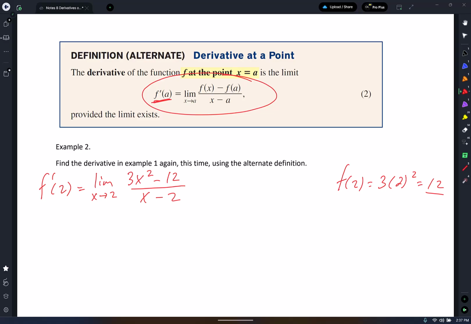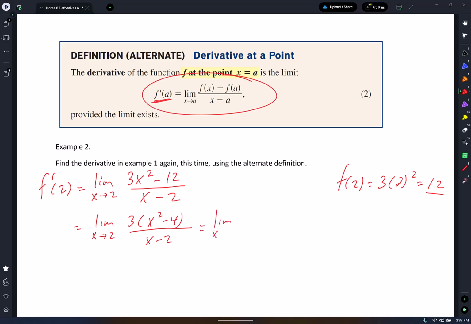I can't use direct substitution right now because I get a 0 in the denominator. So I have to do something with my numerator, my algebra. I'm going to factor out a 3. Limit as x approaches 2, here's my 3 factored out, x squared minus 4, over x minus 2. I still can't do direct substitution, so I'm going to do the difference of squares in the numerator.